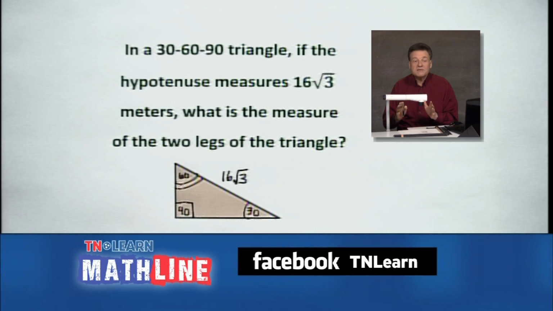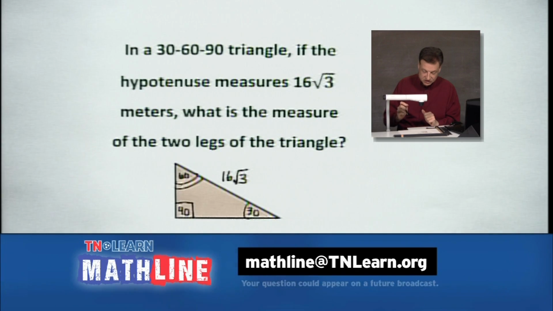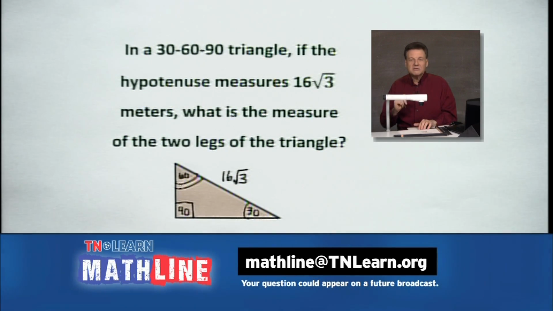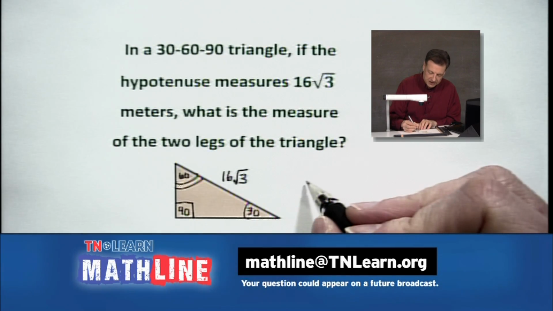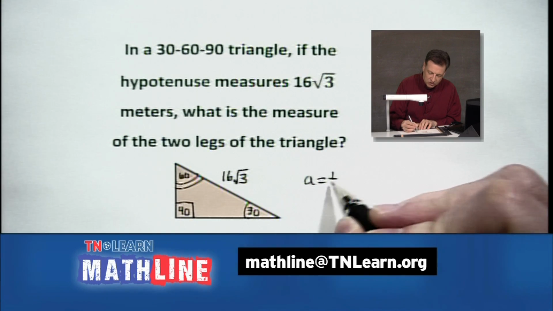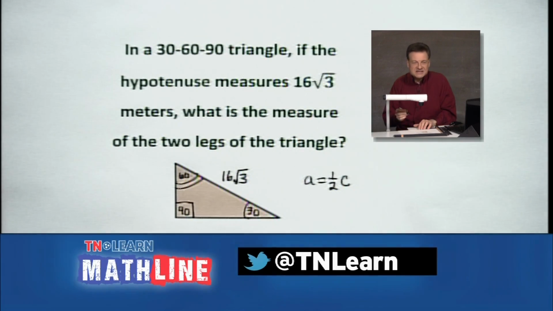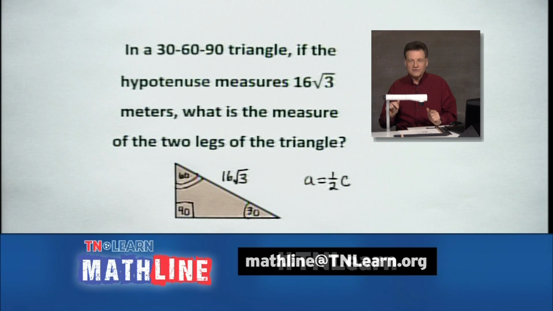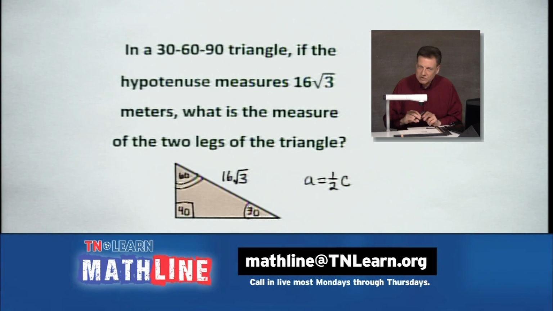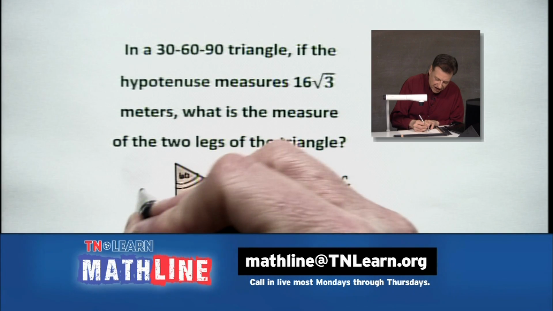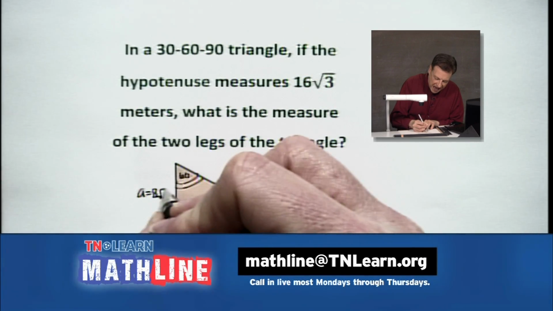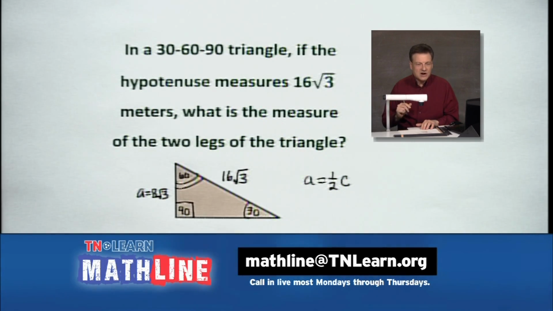Now, it says, what are the measures of the 2 legs? Let's go for the small one. You know why I go to the small one? Because it's easy. Remember a formula: A is equal to 1/2 of C. So we're going to half 16. Keep the square root of 3. Don't get nervous, we don't have to take half of the square root. That's the good news. Our A value is 8 times the square root of 3. There you have it.